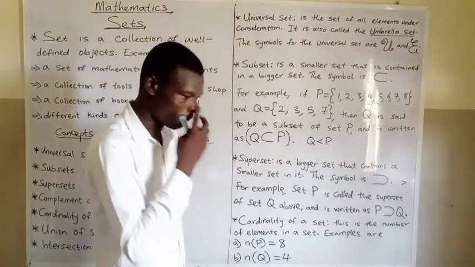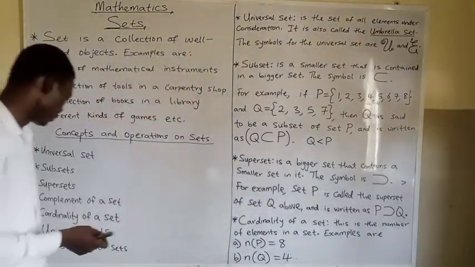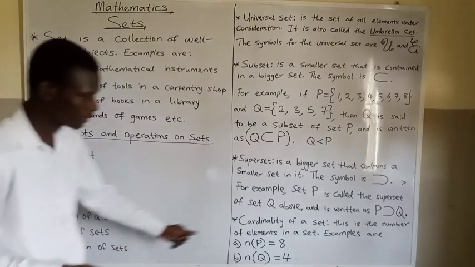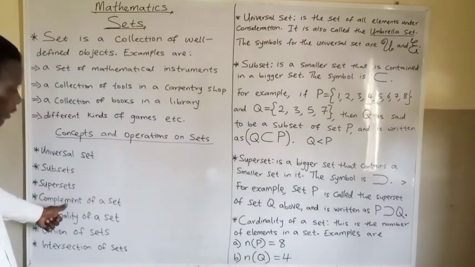All right, so you permit me to please skip a step. Here we are supposed to have the complement of a set before cardinality, but I choose to go with the cardinality first before the complement.